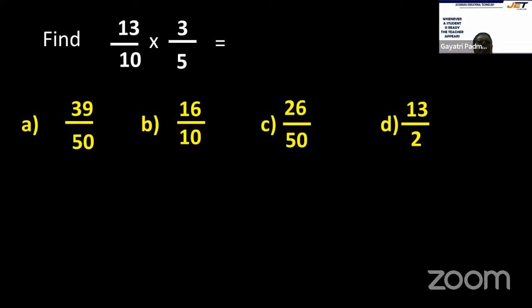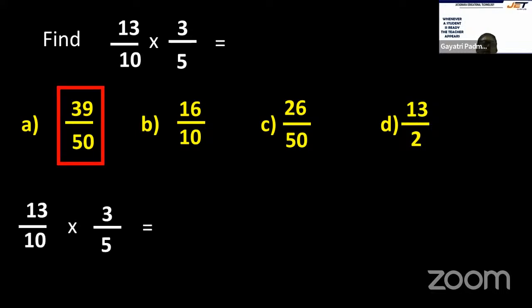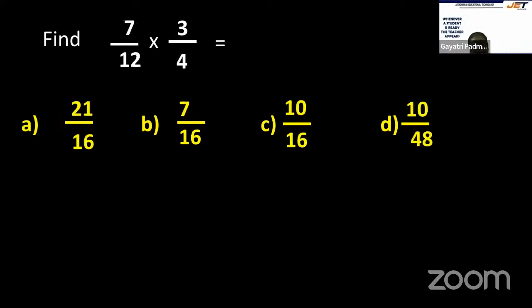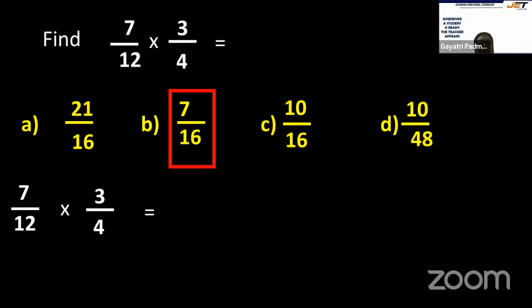See the next sum, 13 by 10 into 3 by 5. What is the answer? You're getting it as 39 by 50. How? 13 by 10 into 3 by 5, 13 into 3 is 39, and 10 into 5 is 50. Right. See the next sum, 7 by 12 into 3 by 4. 12 fours are 48. Numerator is 21 by 48.